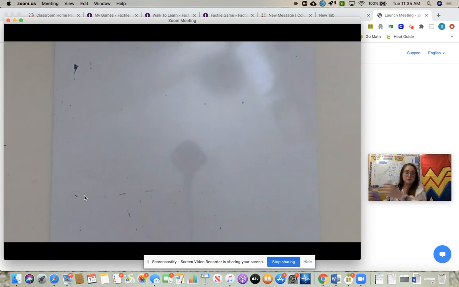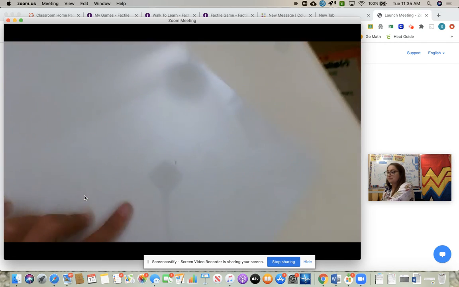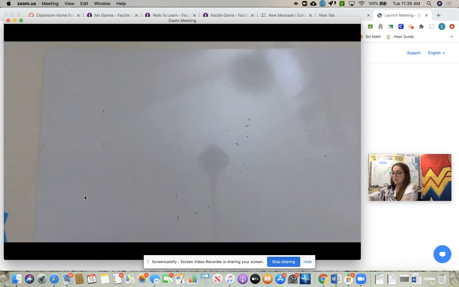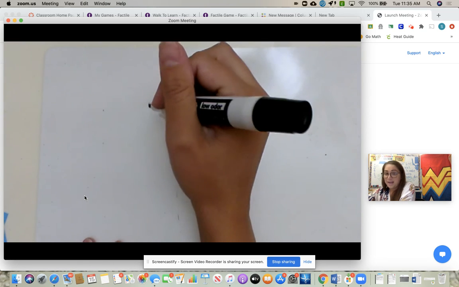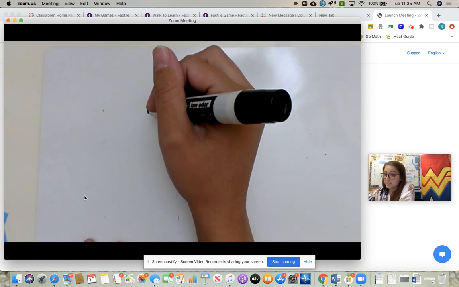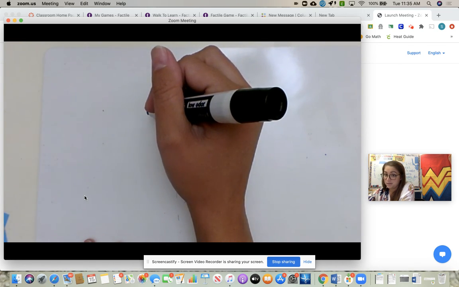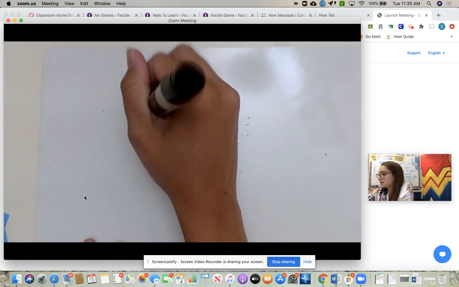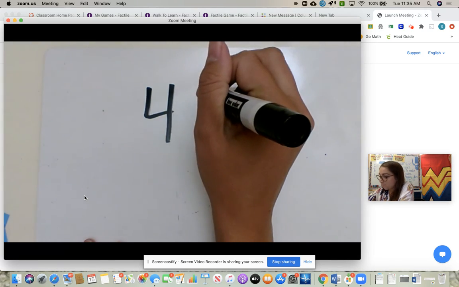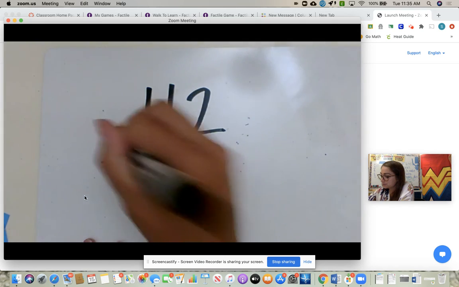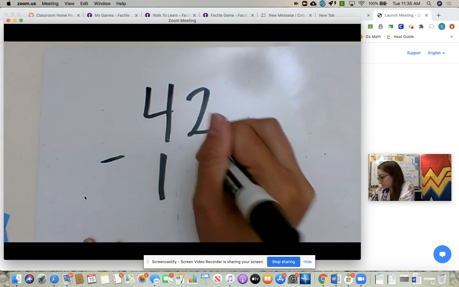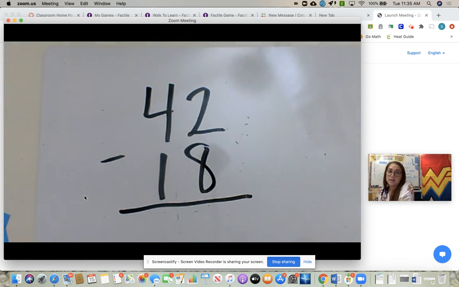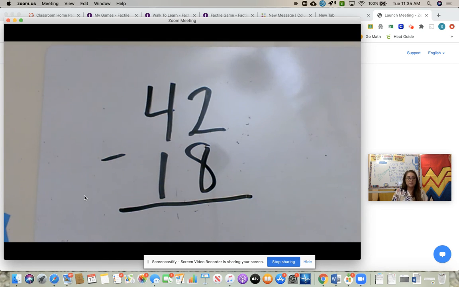Then we moved into borrowing. I'm going to try to make this bigger. I had them try it without any direction, so I definitely want you to try it if you weren't here today. So I give you 42 subtract 18. So please pause and try this problem.